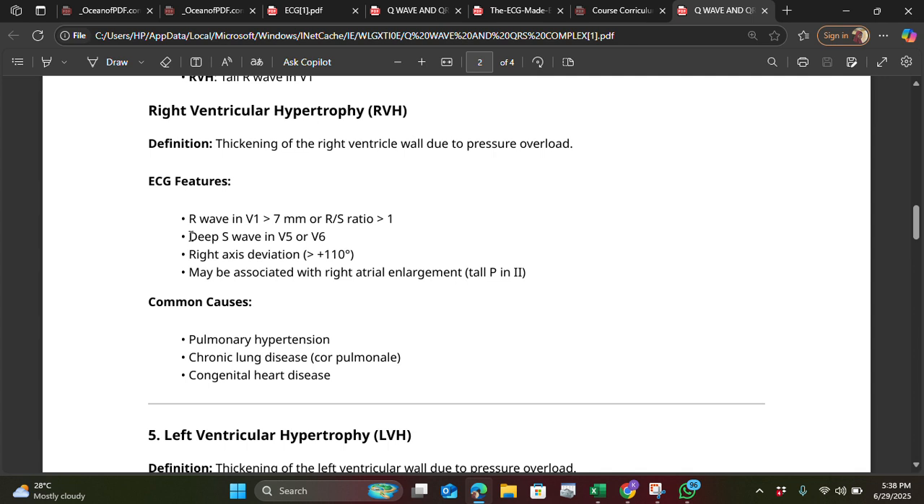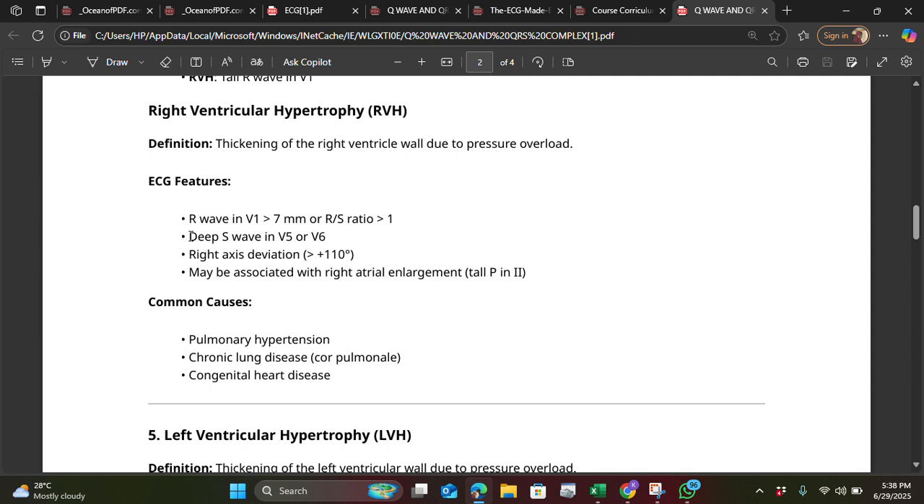Coming back again, four things that will tell you your patient has right ventricular hypertrophy. There's a tall R wave in V1 that is greater than 7, or in that same V1 your R wave is greater than your S wave. Then there's a tall S wave in V5 and V6. Another thing is that there has to be right axis deviation. Another thing is right atrial enlargement, which is a tall P wave.